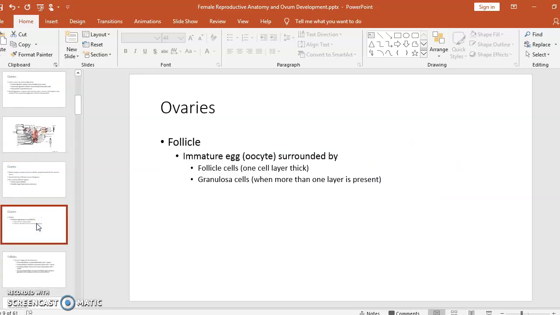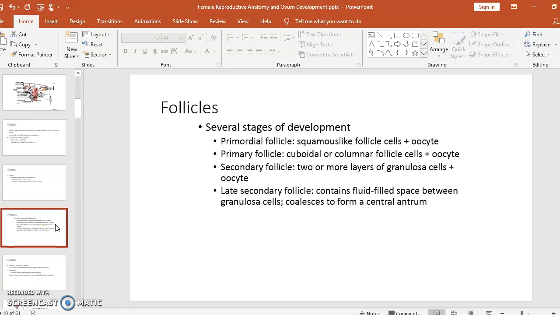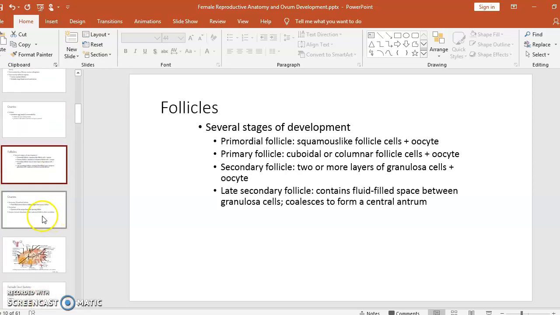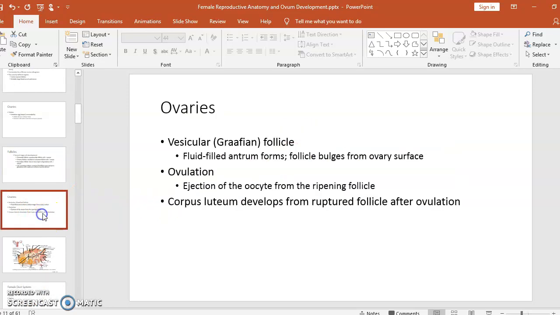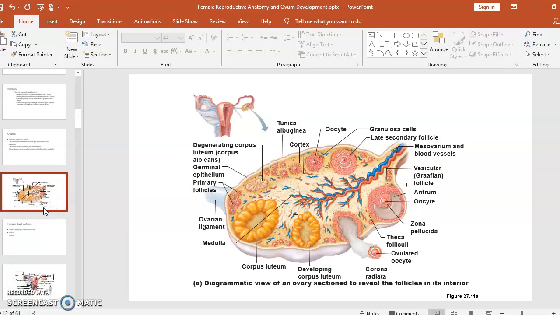Okay, in the ovaries are eggs, follicles, and we'll be talking more about that. Primary follicles, secondary follicles, and all that material we'll talk about later. But I wanted to be more into gross anatomy right now. This is more histological anatomy. Okay, so we'll go further.